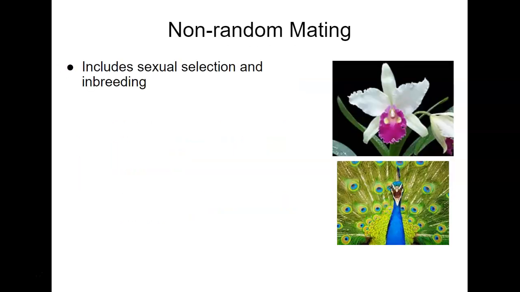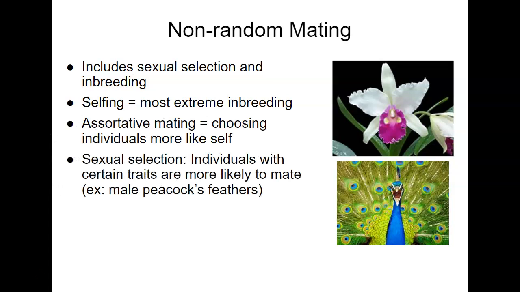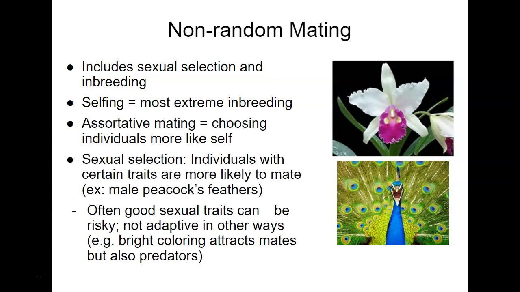And then we have non-random mating. As I alluded to before, artificial selection is one thing, but this can also go against the Hardy-Weinberg equilibrium and cause evolution. This is just prearranged evolution. So things like sexual selection and inbreeding. Selfing is one example. A lot of plants might do this, where they pollinate themselves.